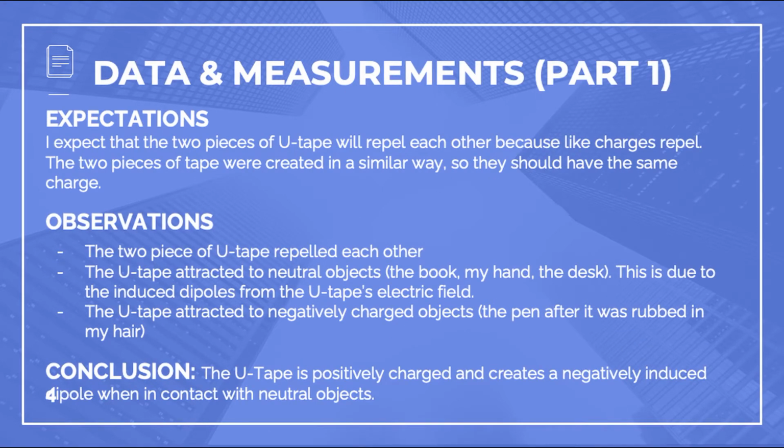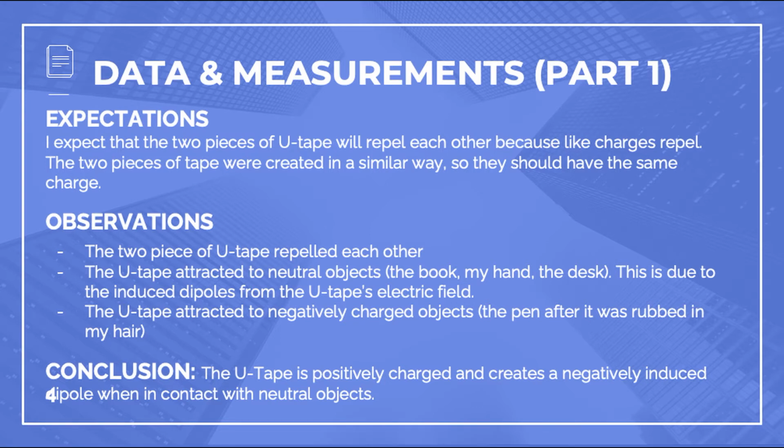To begin talking about the data and measurements I had during this lab, first, my expectations. I expected that the two pieces of U-tape would repel each other. That is because like charges repel, and we created the two pieces of tape in a very similar manner, so they should have the same charge. What I observed after carrying out the lab was that the two pieces of U-tape did repel each other, and they repelled each other very strongly.